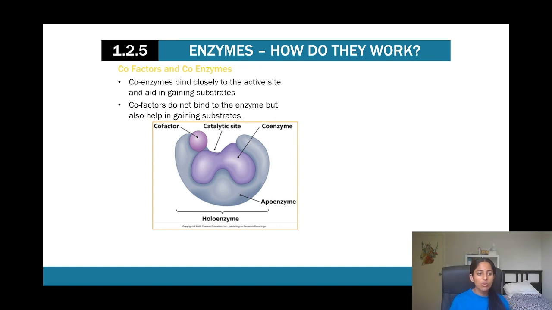You also have something called cofactors and coenzymes. So these are, I guess you can call, helping hands for enzymes. Coenzymes pretty much bind to the active site and help in gaining the substrate. Whereas cofactors don't bind to the enzyme itself, but it also does the same thing. It helps to gain substrates. And this is just an example of how that looks like.